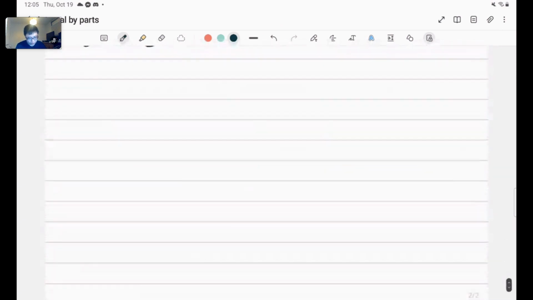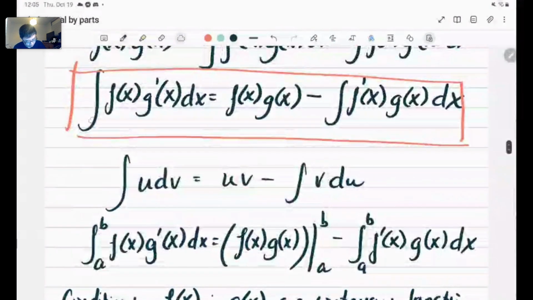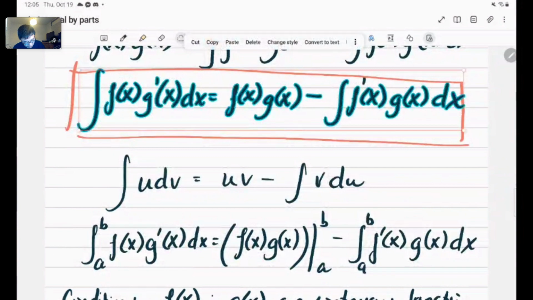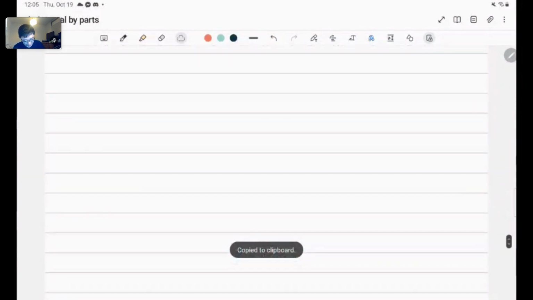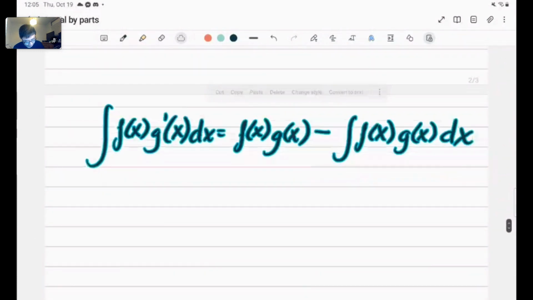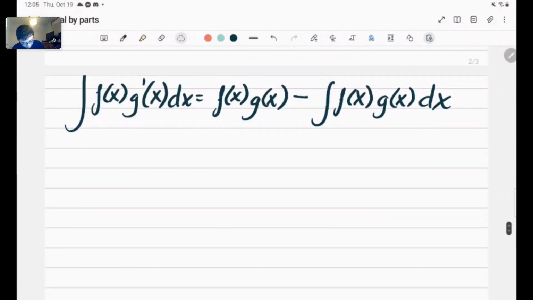All right, so use this formula that I just boxed in. So I'm going to copy this. Use this formula and solve the question that I posted earlier in this presentation. So let's solve for that. Solve the integral of x times e to the power of x dx. Pause the video if you want and try by yourself, or you can just continue this video. I'm going to walk you through how to solve this.